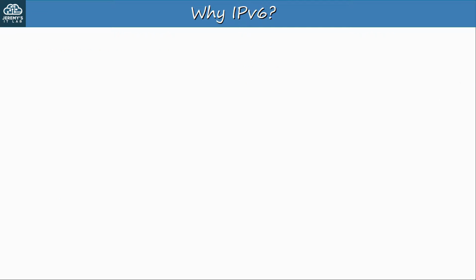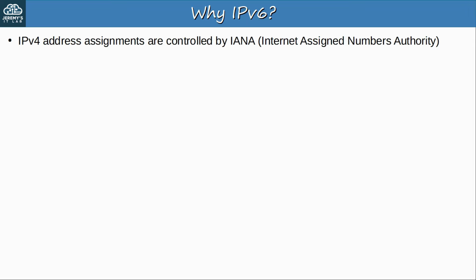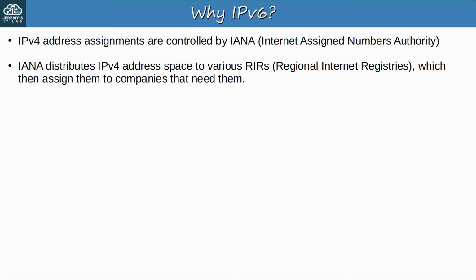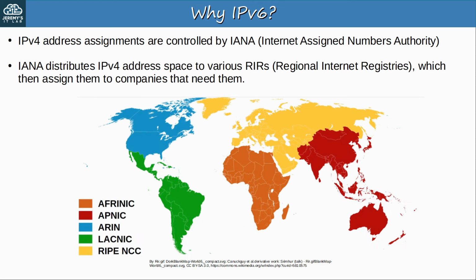The long-term solution is to transition to IPv6. Let me briefly explain how IPv4 addresses are assigned. IPv4 address assignments are controlled by IANA, the Internet Assigned Numbers Authority. I mentioned IANA in the last video about TCP and UDP also. IANA distributes IPv4 address space to various RIRs, regional internet registries, which then assign them to companies that need them. For example, an internet service provider would ask its local RIR to assign it IP addresses which can then be used by its customers. This is a map showing the various RIRs.